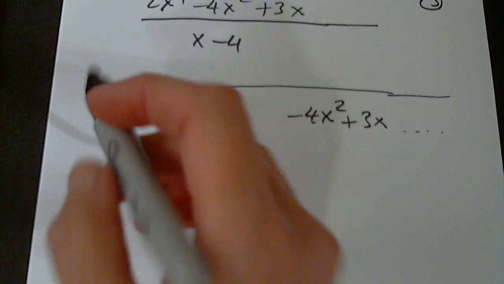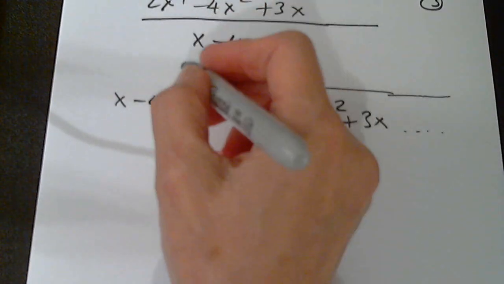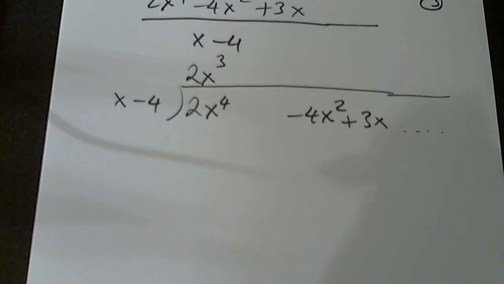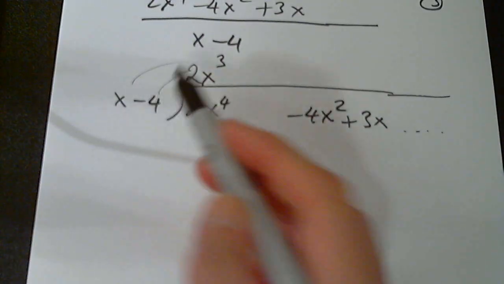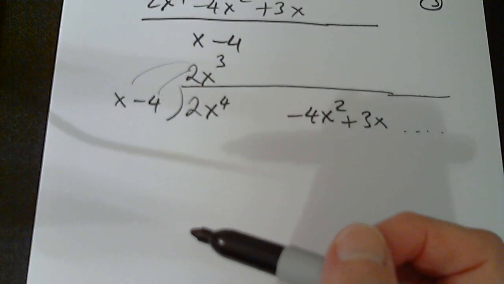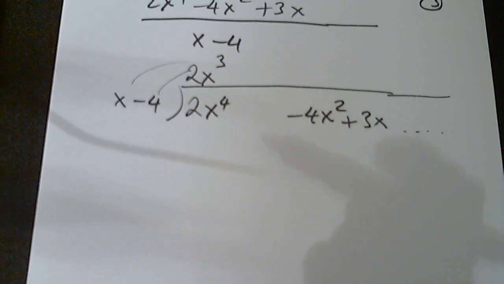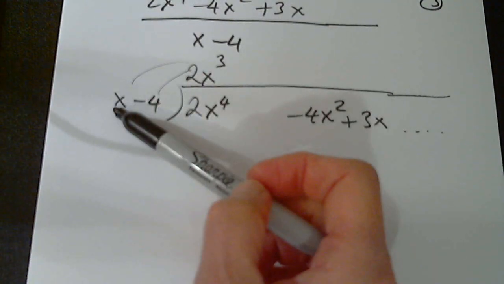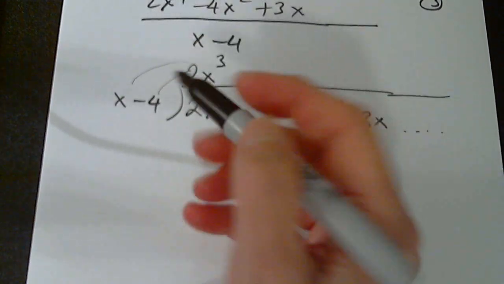Good. So x times 2x cubed is 2x to the 4th. We have 2x to the 3rd. We have to go back and distribute it to both terms, change the sign, and write under like terms. 2x cubed times x is 2x to the 4th, but I have to subtract.